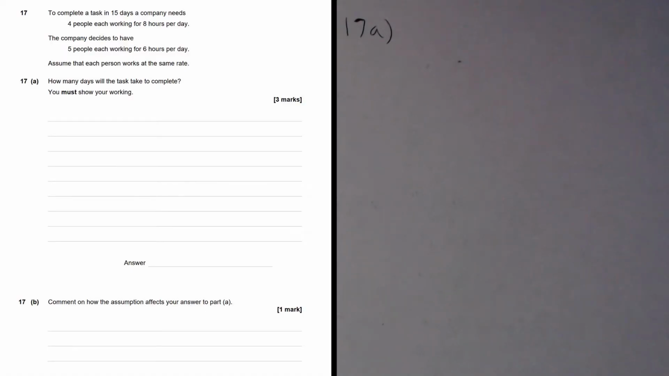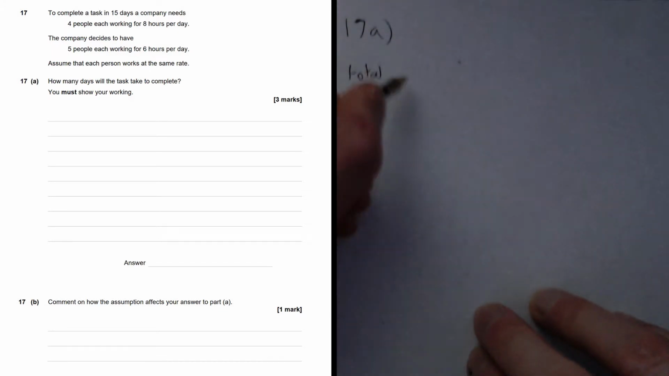In question 17, we are told that to complete a task in 15 days, a company needs 4 people, each working 8 hours per day. But the company has decided to have 5 people working for 6 hours per day. And part A asks us how many days will the task take to complete. You must show your working. So let's have a look at total number of hours.